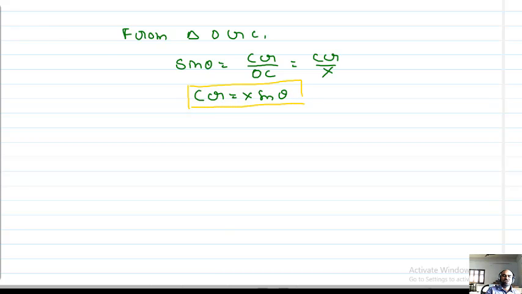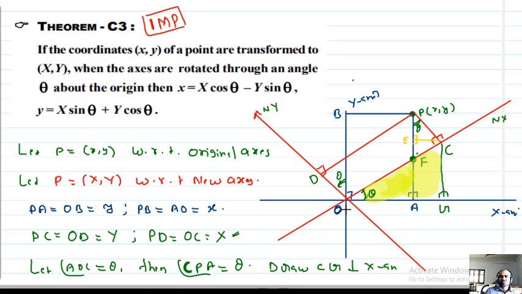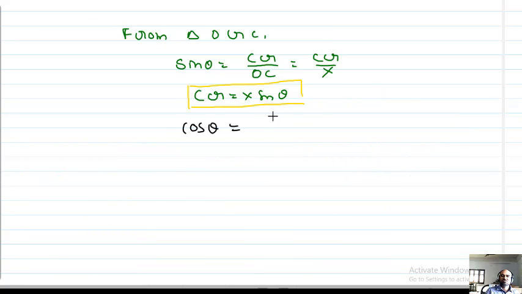From the triangle only, try to find the value of cos theta. Cos theta equals OG by OC, that is equal to OG by X. Or OG is equal to X cos theta. This is also another important interesting result.